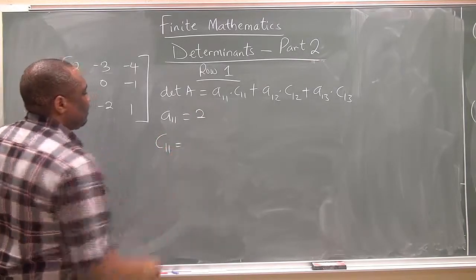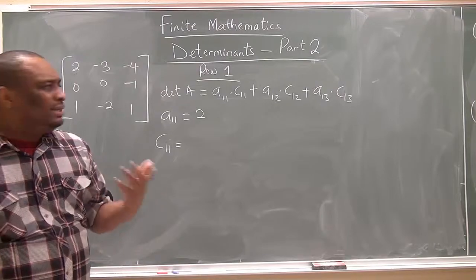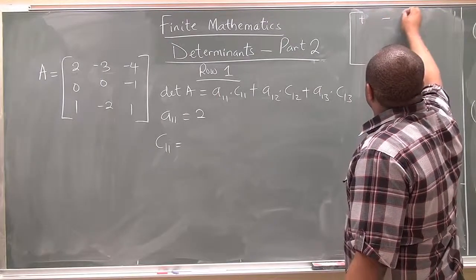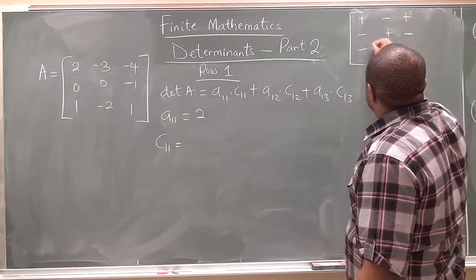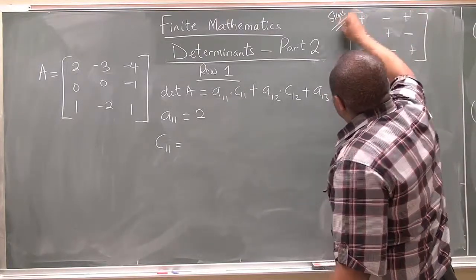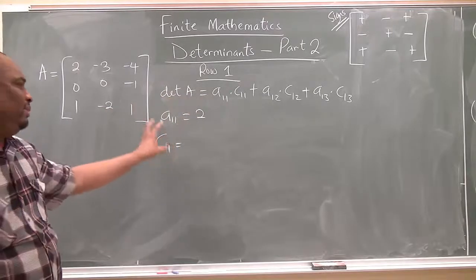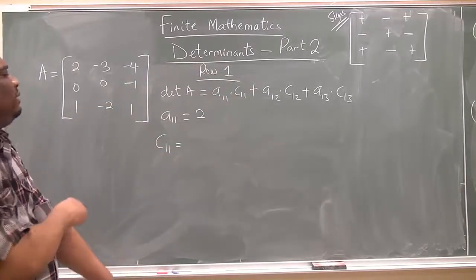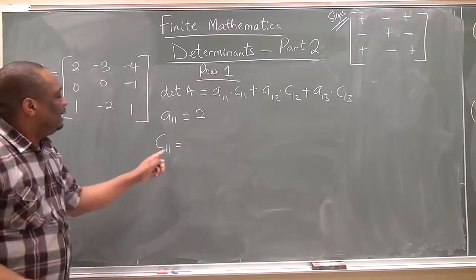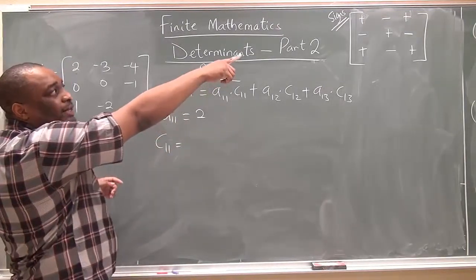Our C11, remember, 1 plus 1 is plus. And some textbooks simplify things, so they just write the signs like we wrote the other time: plus, minus, plus, minus, plus, minus, minus, plus, minus, plus. Signs used in cofactors. But I'm going to use this for the other questions. For this question, I'm going to solve it exactly from the definition. This is 1 plus 1, which is 2, which is plus. We don't need to put the plus anymore. That's the first plus you see here.